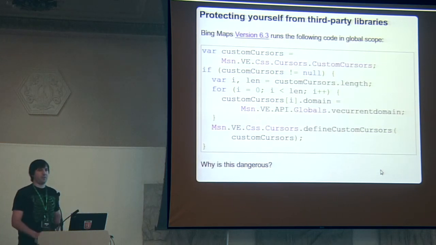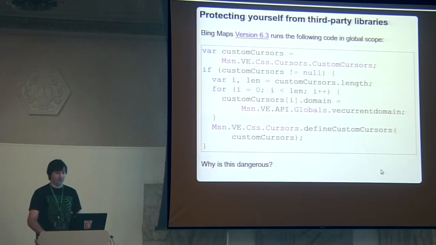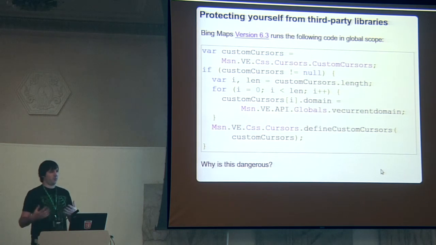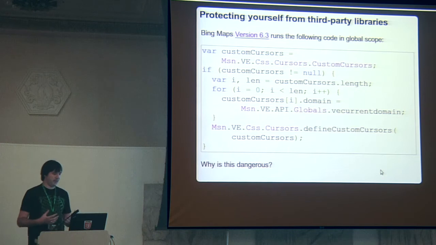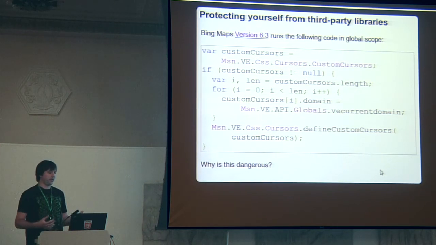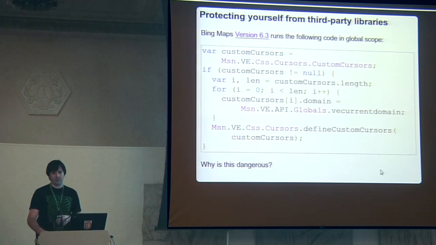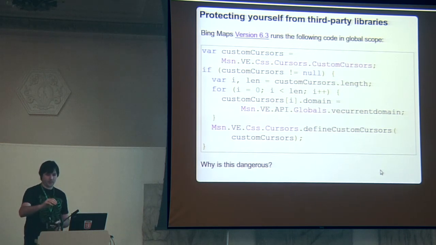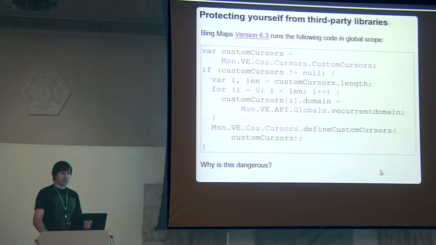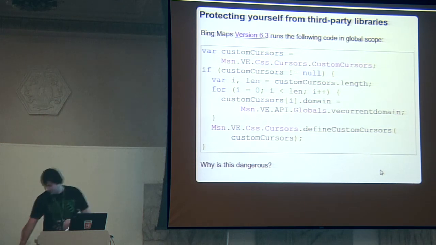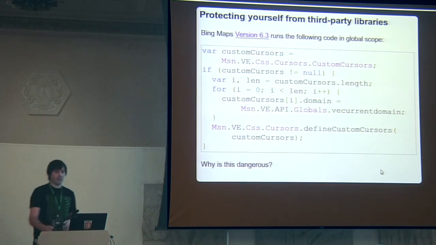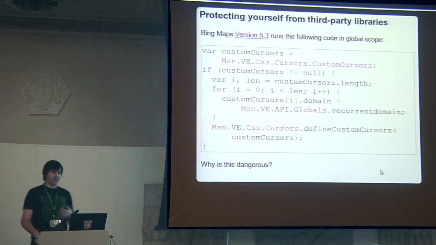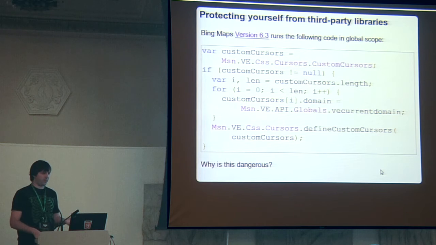So this is actually a snippet of code from Bing Maps version 6.3. Bing Maps, just like Google Maps or other libraries, is something that you would include in your application. You'd put in a script tag and it would load it, and then you're giving that library the ability to access code in your web page, and you're basically trusting them to behave appropriately.